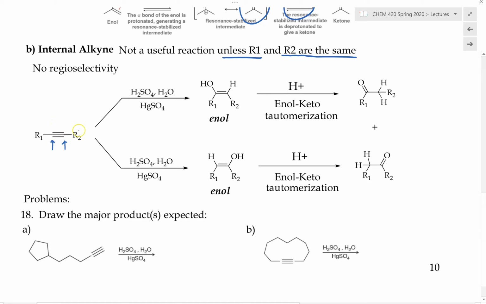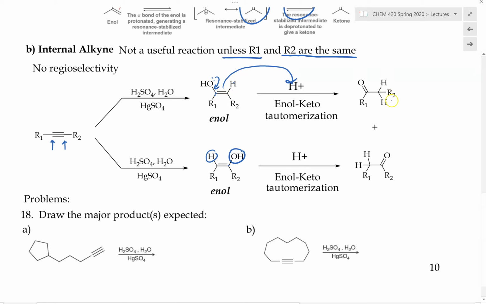So first, when we take this internal alkyne right here and react it with, again, sulfuric acid and water and the mercuric sulfate, then first we can either have the OH group on this carbon right here and the hydrogen on this carbon, or the other product where the OH group is added to this other carbon and now the hydrogen is on the other carbon. So both of these are the enol right here. And once we have produced both of these enols, it is then followed by the tautomerization, where now they are converted into the carbonyl derivative.